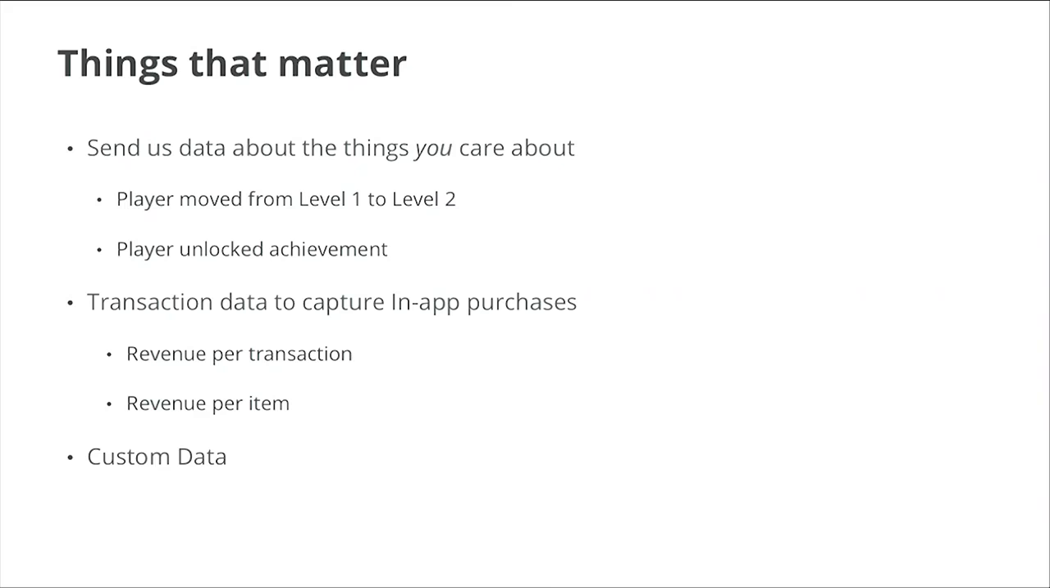I divide this up into 3 categories. There are things that you care about. These are like events: player clicked a button, somebody unlocked a new level, somebody upped a level. The second category is monetization. They had a transaction. They bought some item. They bought a set of items. And the third category is custom data.